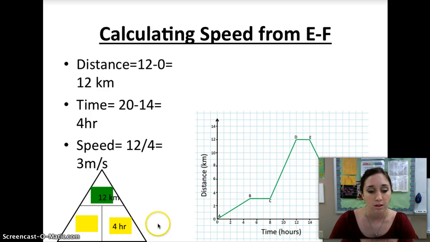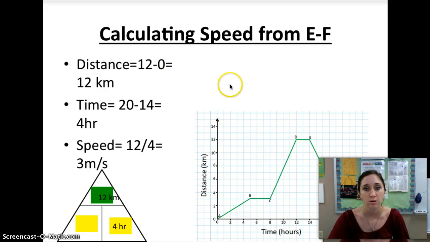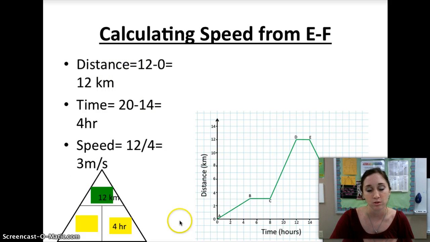I want you to try one on your own. I did 2 with you, and you also have to answer describing the graph. If you need help, ask your teacher, or maybe have her pause on one of these little spots.